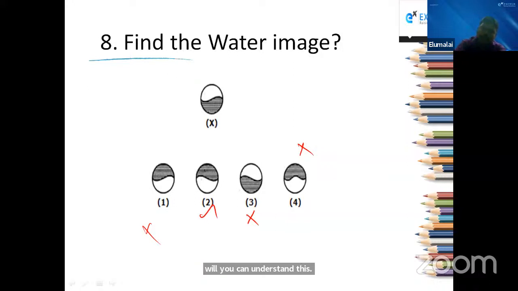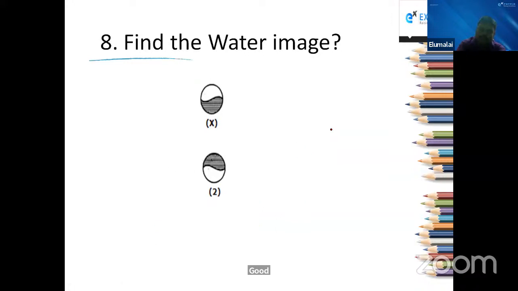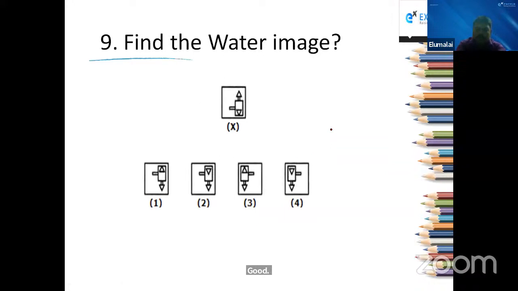Good. Now answer to this question. Find the mirror image of this one. Except one, the remaining are answering correctly.